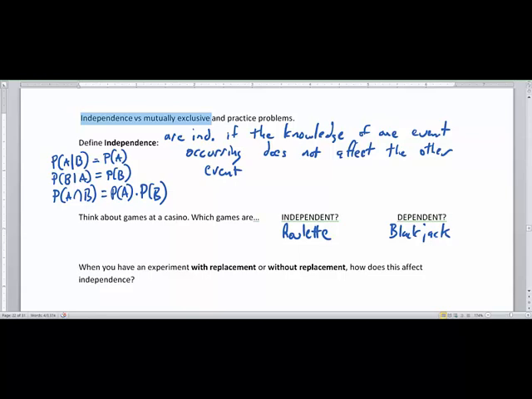So let's think about the dice game, also known as craps. When you roll a pair of dice, do the dice remember what happened?